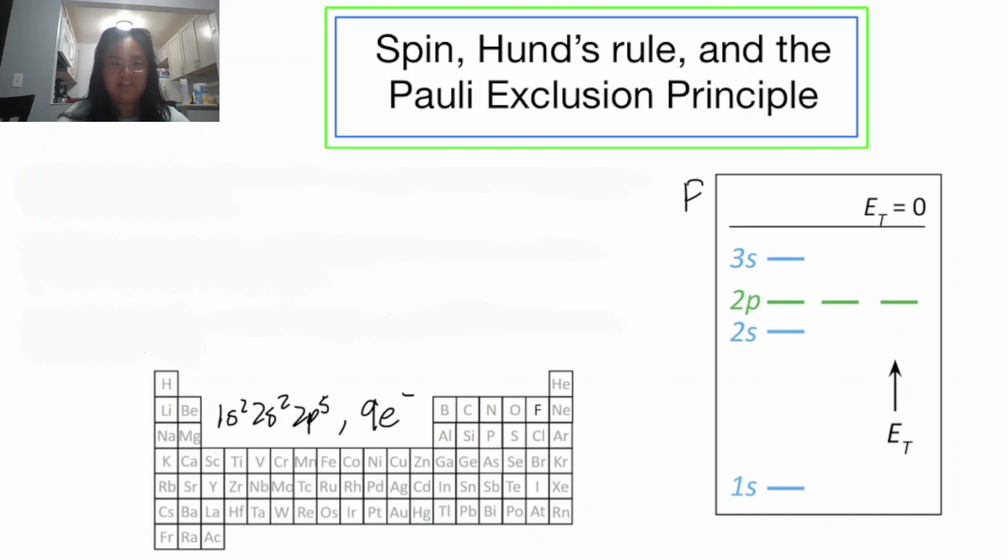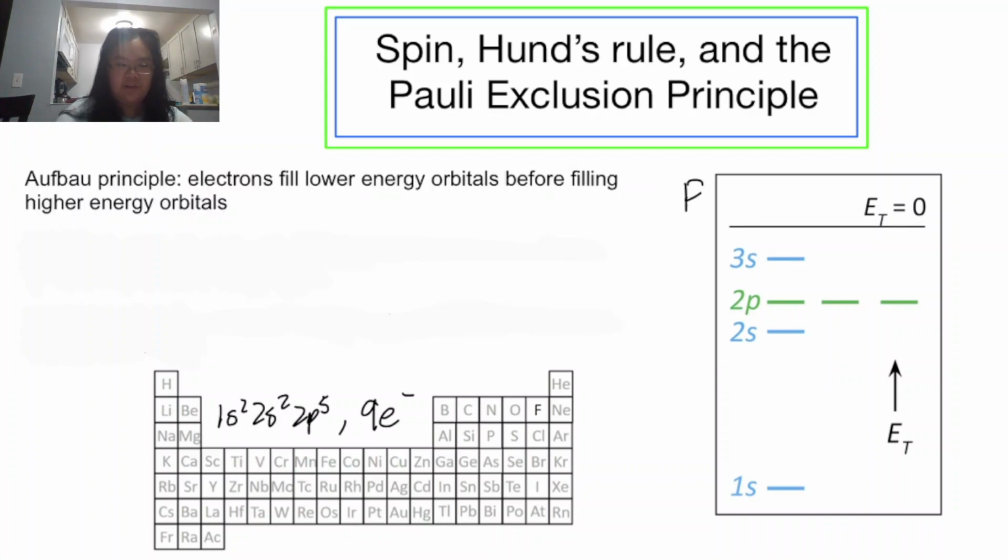We're also going to need to use 3 rules to figure out our energy diagram. The first rule, and most important rule, is the Aufbau principle, which says that electrons fill lower energy orbitals before filling higher energy orbitals. So our first electron is going to enter the lowest energy orbital, which is 1s.